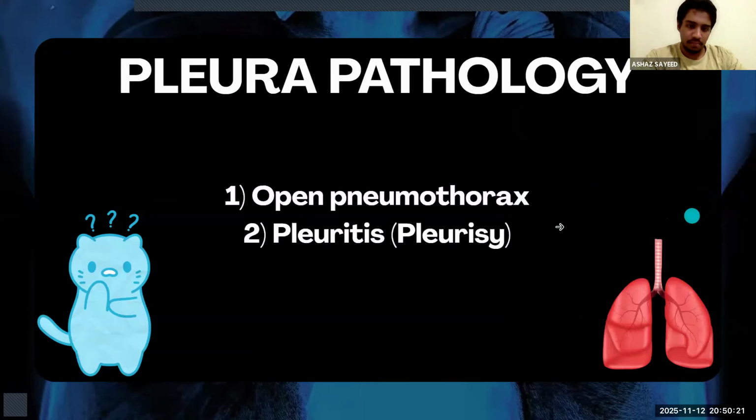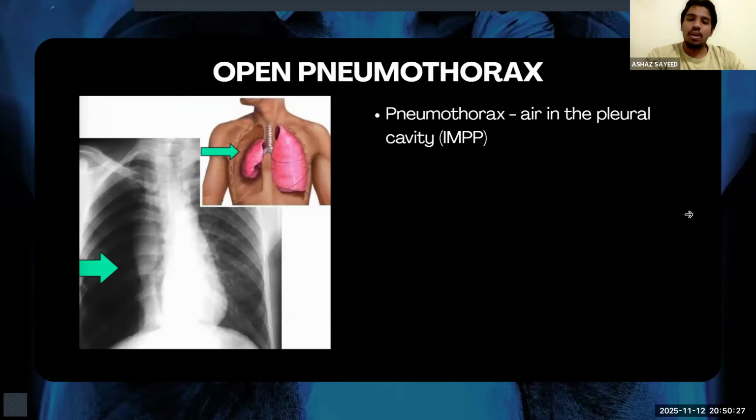You're going to have two things: open pneumothorax and pleuritis. Before we go into what open pneumothorax is, you have to know what pneumothorax is. Again, just like Horner syndrome, pneumothorax is another bug that's going to be in your hair all the way through fifth year. And it's important to know what it essentially is.